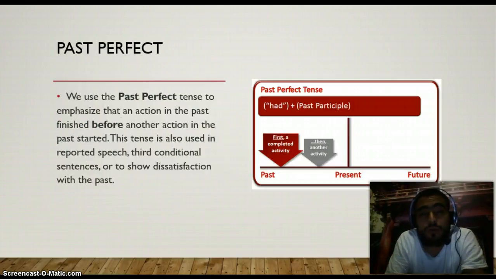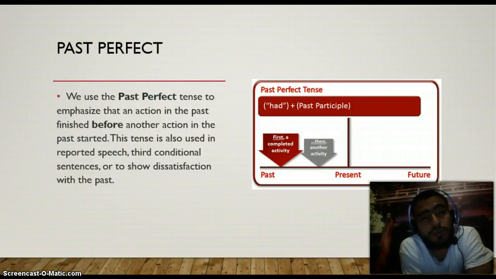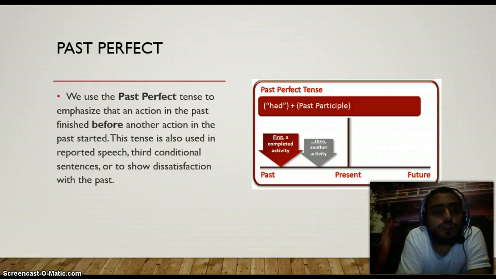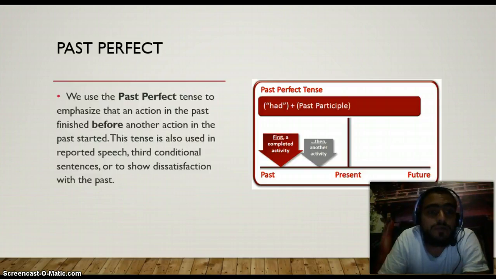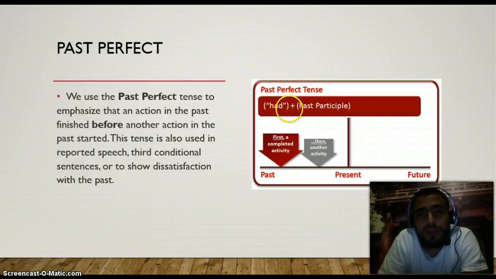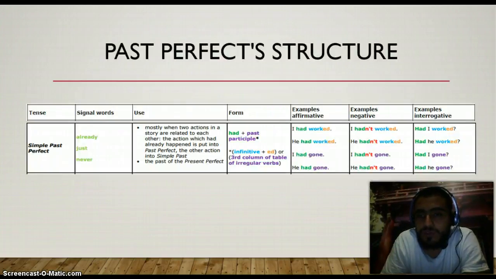So the next one is past perfect. We use past perfect tense to emphasize that an action in the past finished before another action in the past started. So we have the structure in here. We use the auxiliary had plus the past participle, so you must learn the verbs.